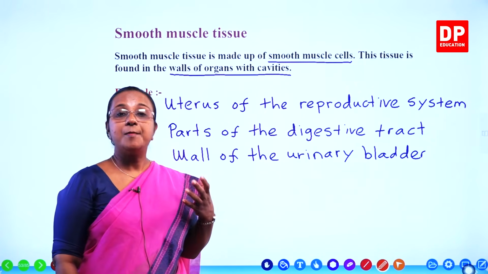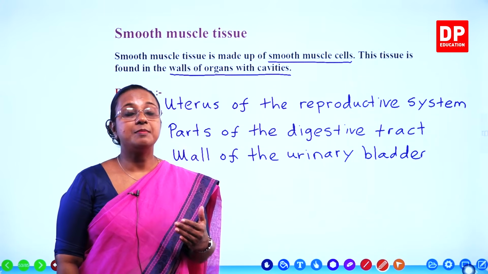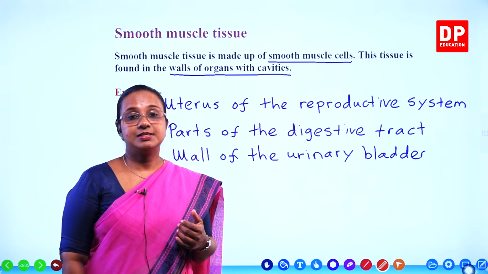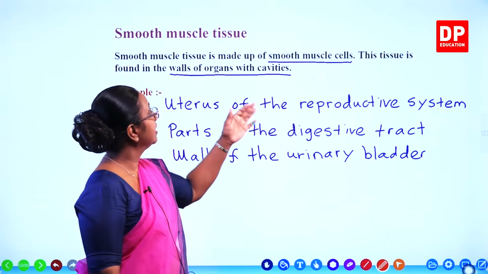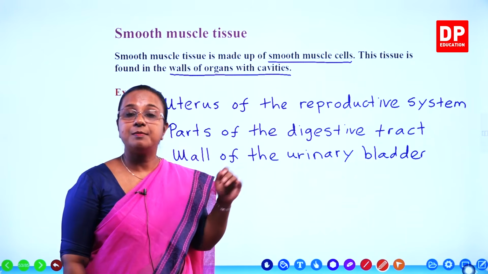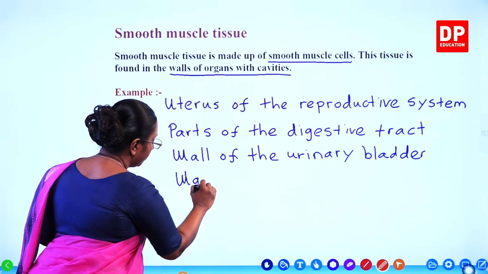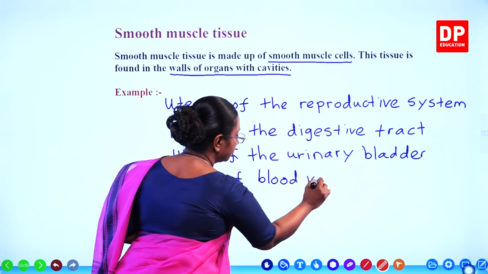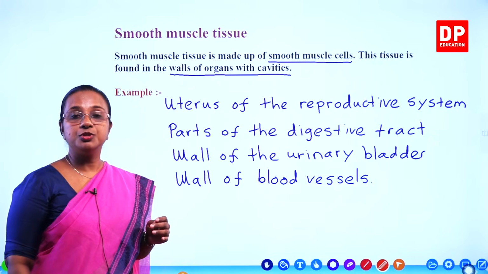Then we have the blood vessels. We said the capillaries are made up of epithelial tissue only. But the other blood vessels, which are larger, have the epithelial lining as well as a smooth muscle wall. So walls of blood vessels are made up of smooth muscles.